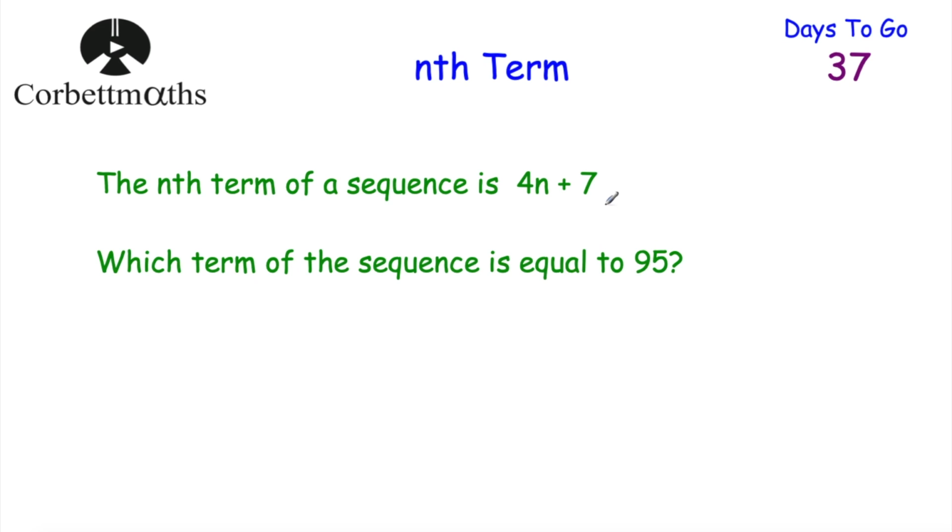Okay, so to find out which term of the sequence is equal to 95, we're just going to write the nth term equals 95. And then if we solve this equation, we can find n, and that'll tell us which term of the sequence is equal to 95.